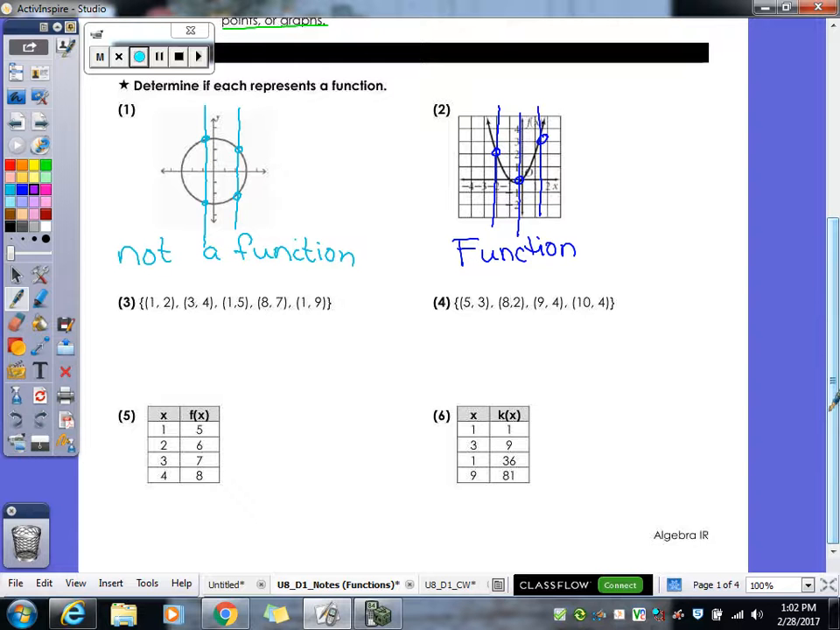So now when you're given points or tables of values, you want to look at your x values to determine if it's a function or not. So if I look at number 3, do any of those x values repeat? Yeah, the 1 is repeated, so this one is not a function.